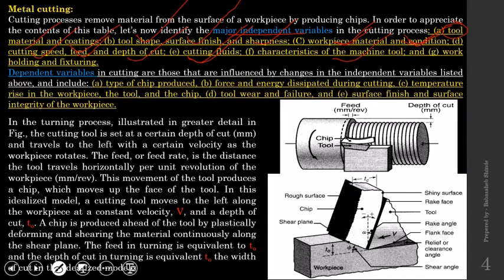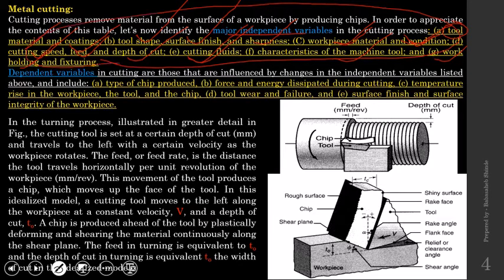Then characteristics of the machine tool, whether the machine is a rigid one, what are the capabilities of the machine tool, that also you can choose. Then work holding fixtures. When you mount the workpiece or cutting tool on a machine tool, you need to use some instruments, and those instruments also you get to choose. So all these variables that you can choose from are called independent variables.